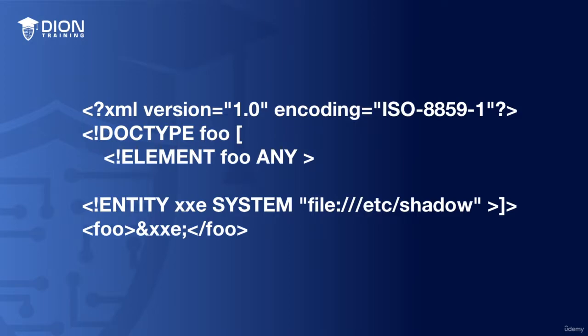Again, notice we have an XML version and encoding in the first line. Next, we have the document type listed as foo, which is just code speak for some kind of a junk variable. Then we're going to have the element foo, any, and we have the entity XXE system, and then the file //etc/shadow. And then we end this out with some kind of data type in XML, in this case, calling it foo.